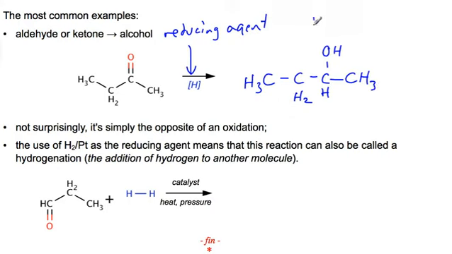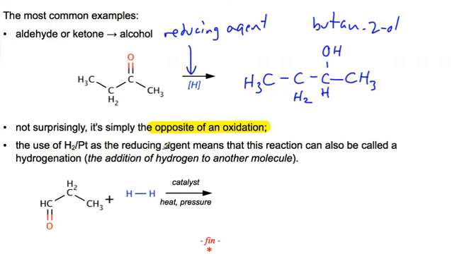And so a ketone with that interior carbonyl group gives rise to a secondary alcohol. So that's going to be butan-2-ol. So ketone reduced to a secondary alcohol. So obviously an aldehyde would be reduced to a primary alcohol. And so you can really look at it as the opposite of oxidation.